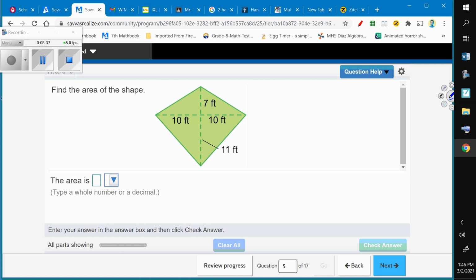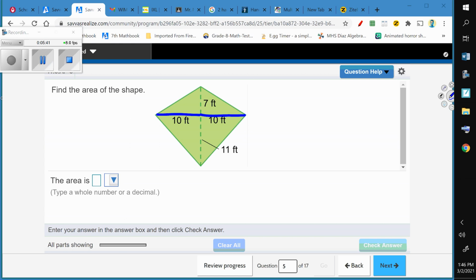Okay, it's a kite. Remember, let's do this length first. That is not 10 across, that's 10 plus 10, times the vertical length, 7 plus 11. Okay? Now, let's take the first number, cut it in half, and then multiply those two numbers together, and that's your answer. That's it. You're done.